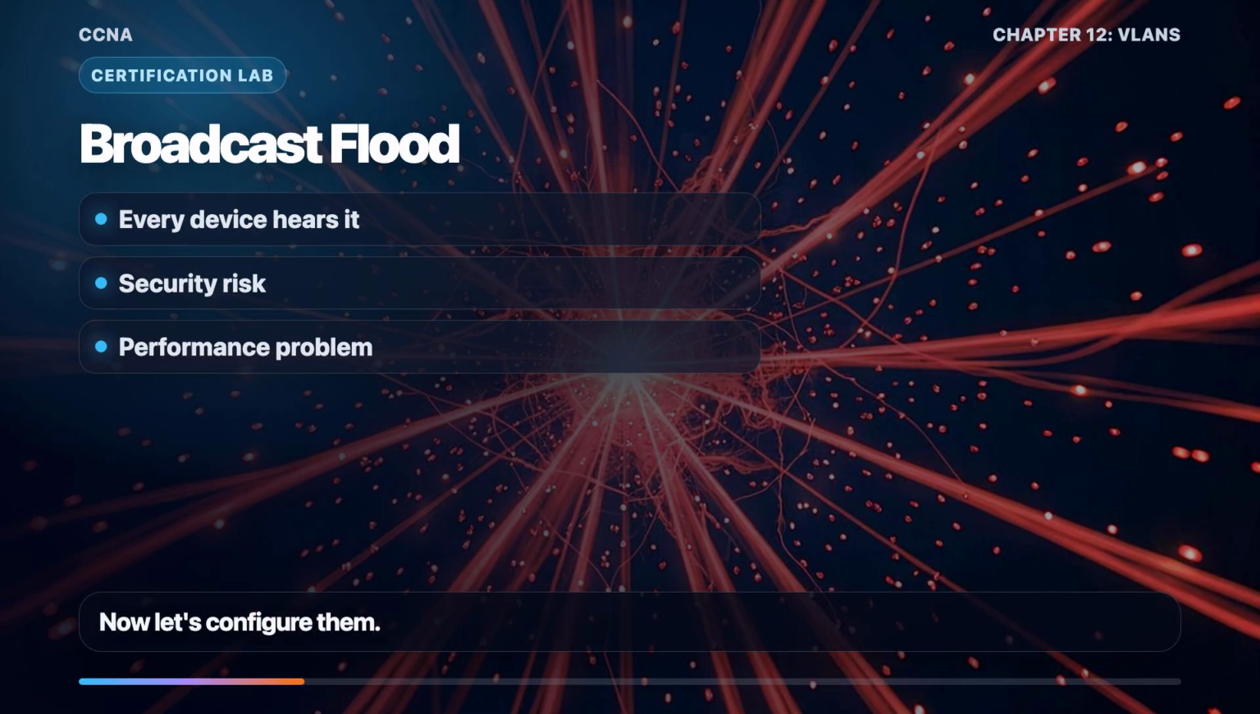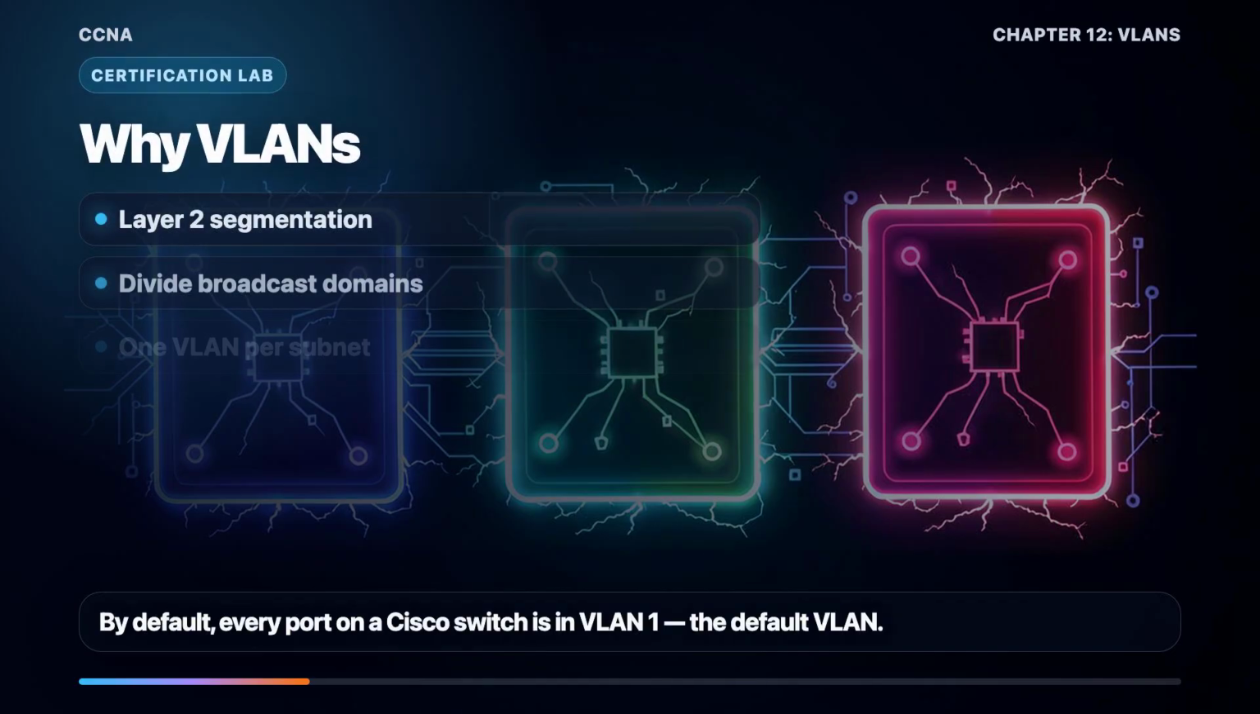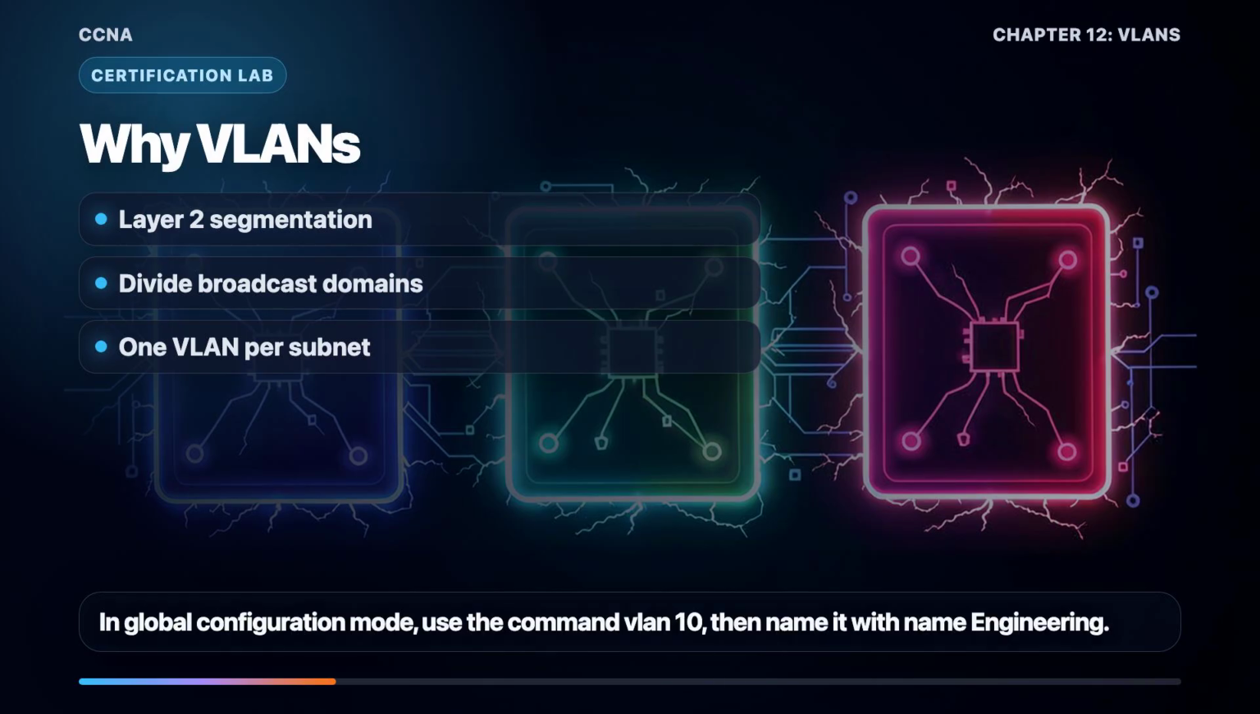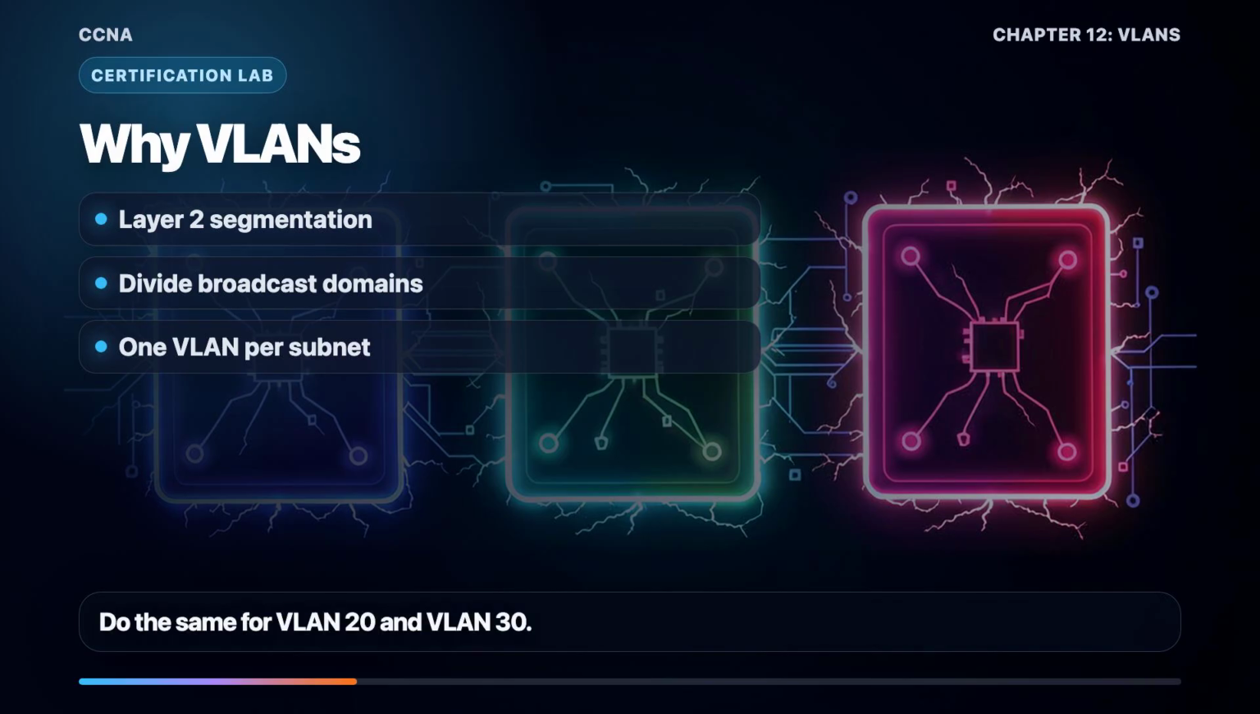Now let's configure them. By default, every port on a Cisco switch is in VLAN 1, the default VLAN. You can change that. First, create the VLANs. In global configuration mode, use the command vlan 10, then name it with name engineering. Do the same for VLAN 20 and VLAN 30.